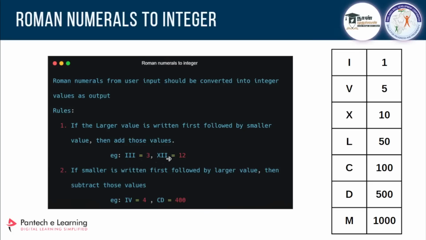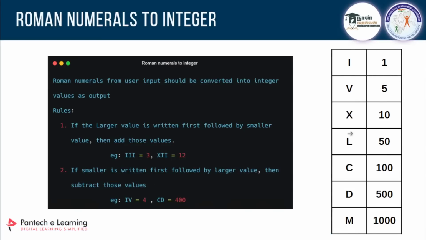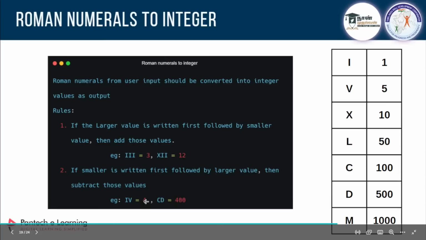For this one, X is the biggest value, then I is the smaller one. If it is a larger value followed by a smaller value, you can add that. The output will be 12. In case it is a smaller value followed by a larger value, for example IV, I is 1, the smaller value, and V is 5, the larger value. If it is in this order, you can subtract it, so the output will be 4 here. If it is like CD, C will be 100 and D will be 500. You can subtract it, and the output will be 400.